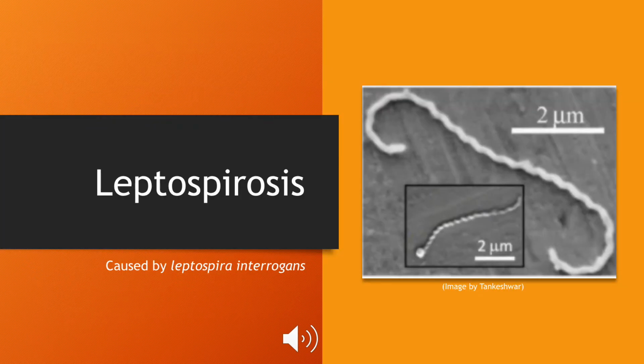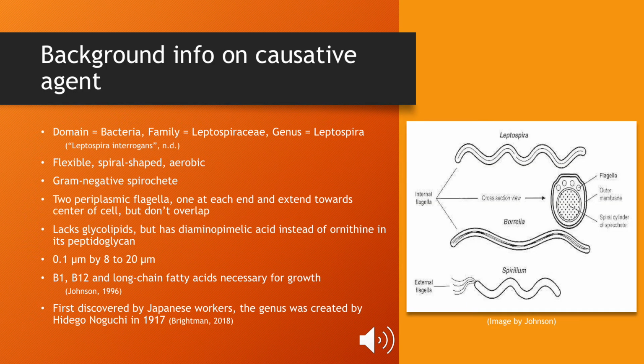The third disease we'll be talking about is leptospirosis, which is caused by Leptospira interrogans. Leptospira interrogans is also a bacterium under the family Leptospiraceae and the genus Leptospira. It is a flexible, spiral-shaped, aerobic, gram-negative spirochete. It has 2 periplasmic flagella, one at each end, which then extends towards the center of the cell but doesn't actually overlap. And you can see that very nicely in the picture on the right side.